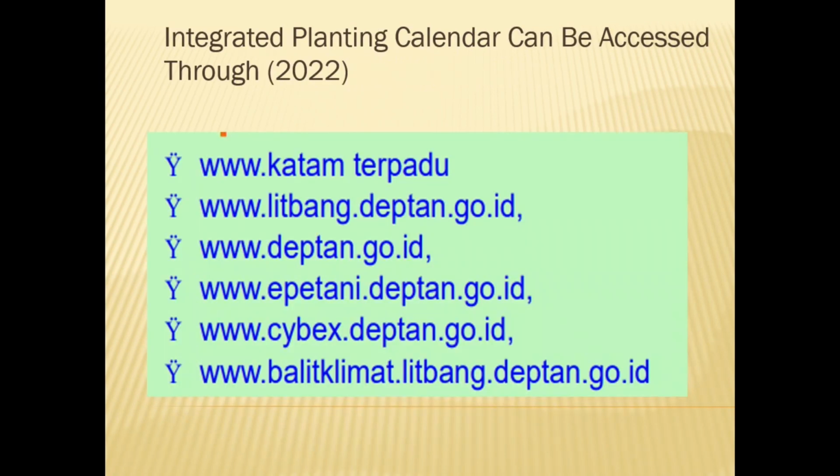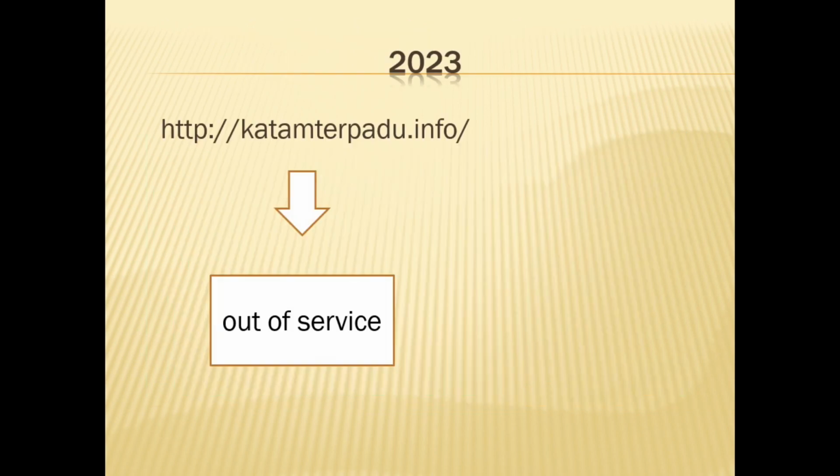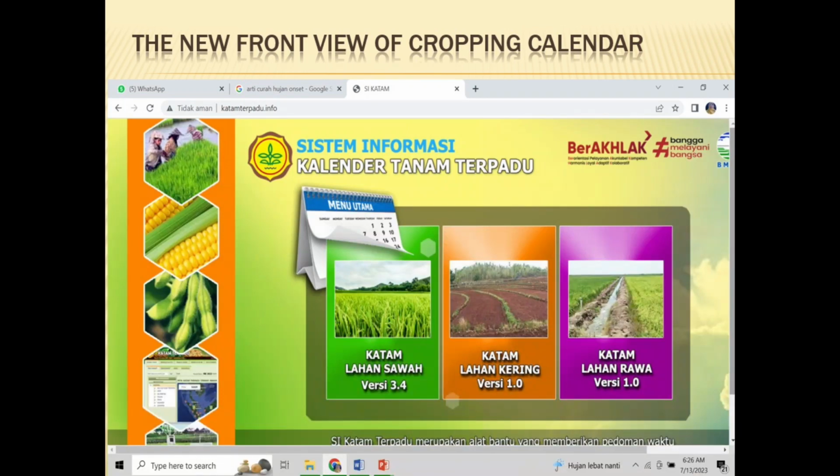Until 2022, we could get the information of the cropping calendar through the online integrated site like litbang.go.id and so on. But in 2023, the Ministry of Agriculture is making improvements, but we can still access it through the website. But the perfect one is still the website which had been launched till 2022. So now in this updating time, this is the display of the latest planting calendar.